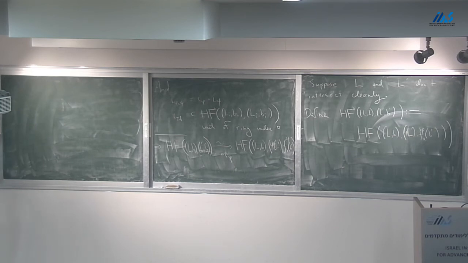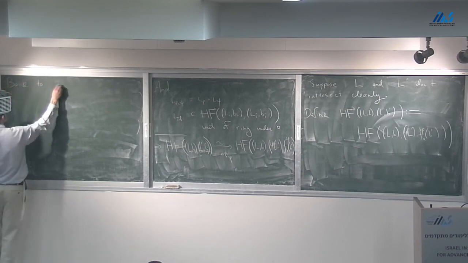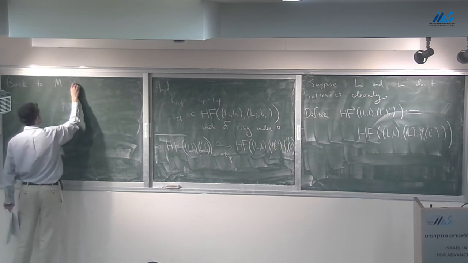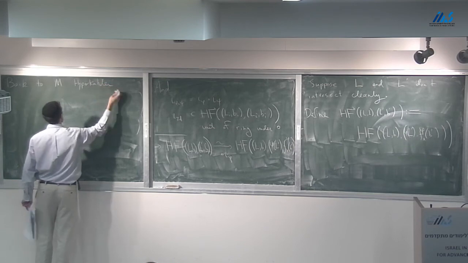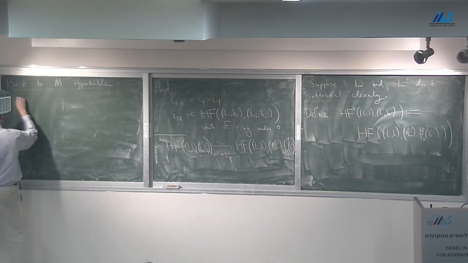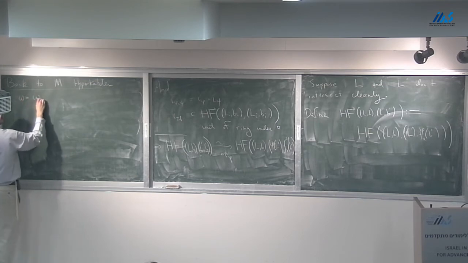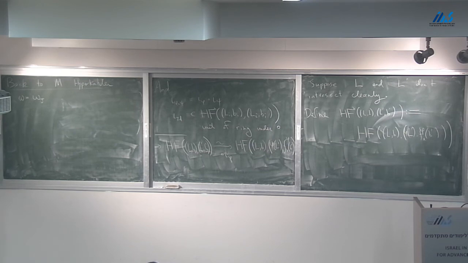So let's go back to the Hyperkähler case. M Hyperkähler. And then we'll be looking at, say, omega equals omega_J, which is a reasonable assumption.